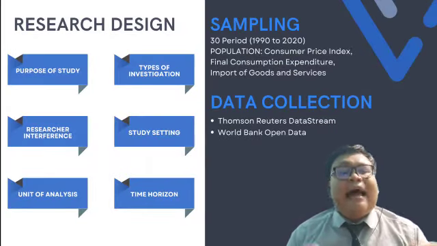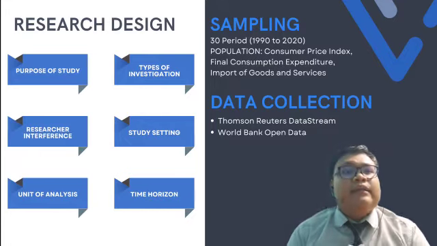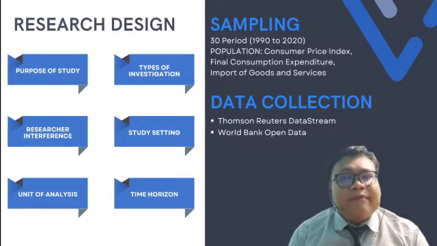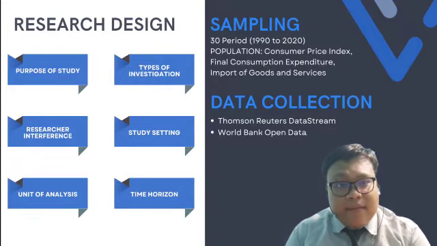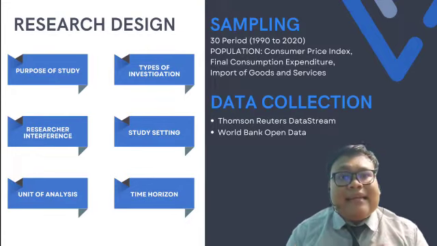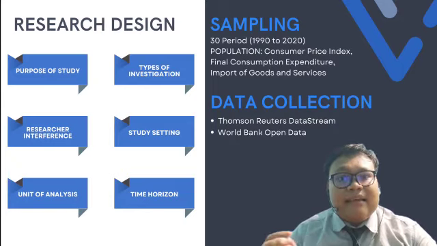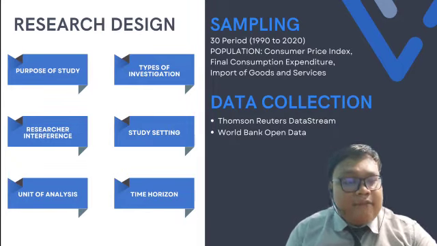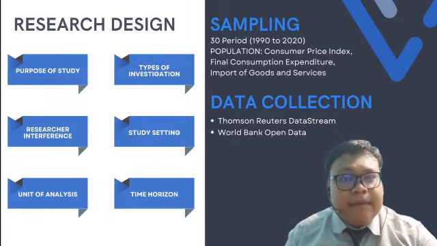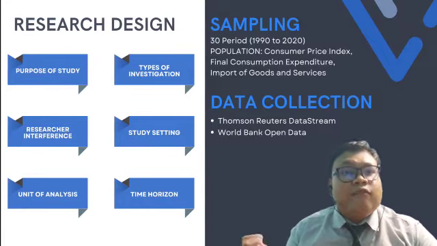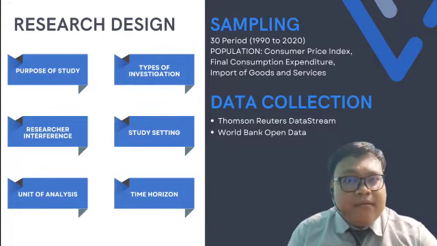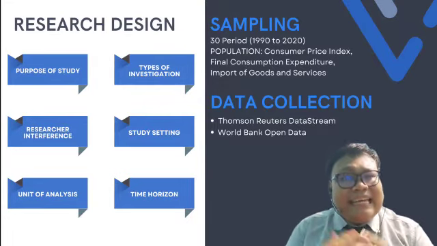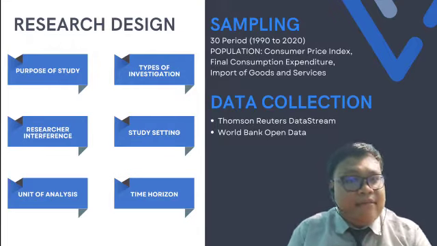Research design. There are 6 elements of research design, which are the purpose of the study, types of investigation, researcher interference, study setting, unit of analysis, and time horizon. The study is a hypothesis testing study that is designed to identify the nature of specific relationships. The purpose of the study is to find out whether there are any positive correlations, negative correlations, or no correlations between the variables.